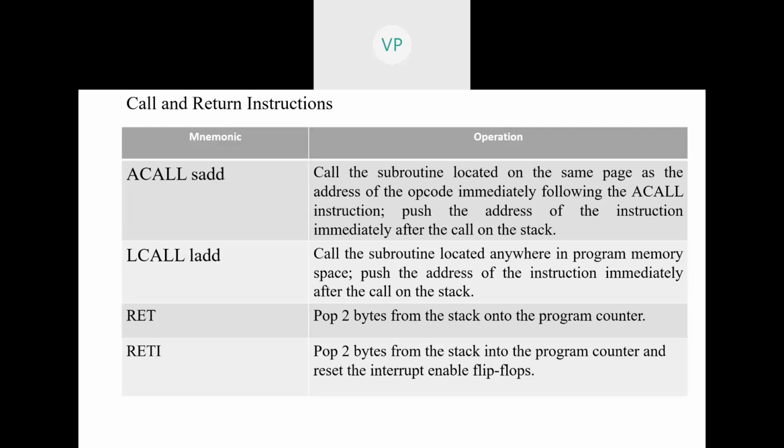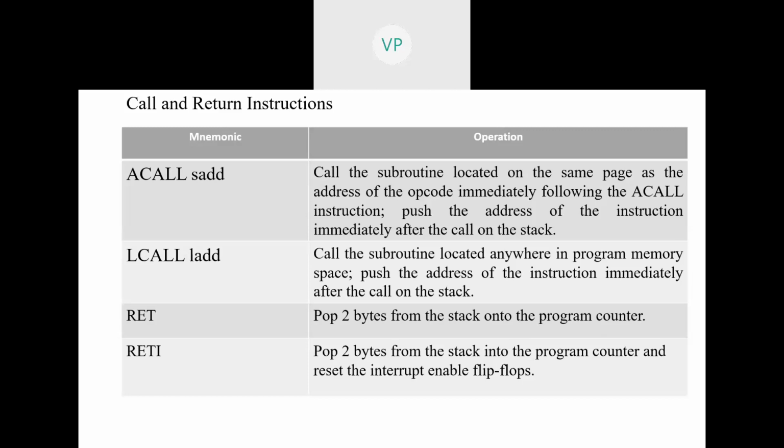Next, what we have is the return instruction. What this return instruction does is pop 2 bytes from the stack onto the program counter. This instruction will initiate the retrieving of the return address which was put onto the stack. Pop 2 bytes. Why 2 bytes? Because the program counter is 16 bits. In the first pop, it will get the higher order byte of the address. In the next pop, it will get the lower order byte, and that 16 bits will point to the address of the instruction to be executed in the original program, right?